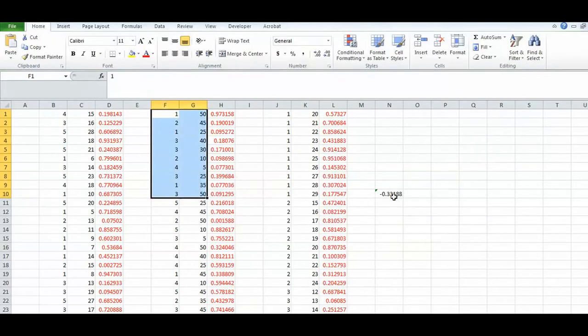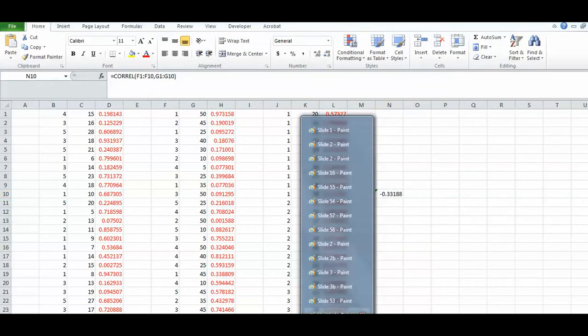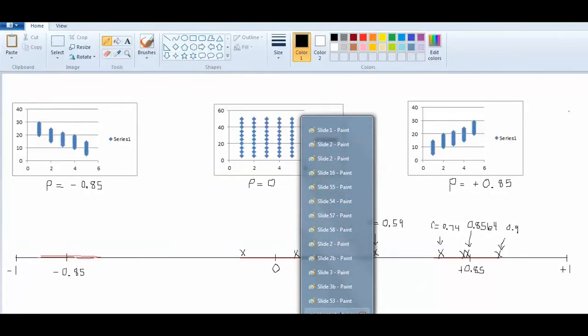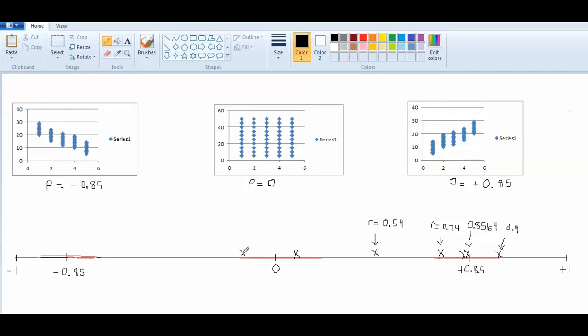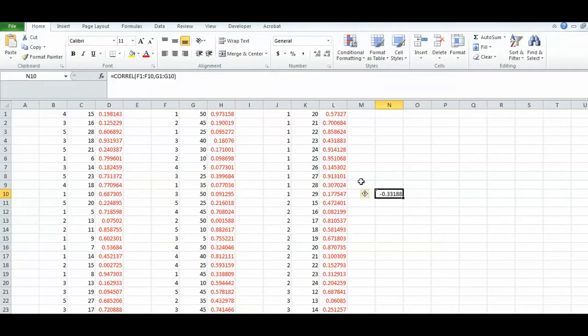So this sample is negative 0.33. It's a kind of weak negative. Might be down here. This one was negative 0.21, and negative 0.33 is a little bit further to the left, closer to negative 1. Let's take 2 more samples from the no correlation population.